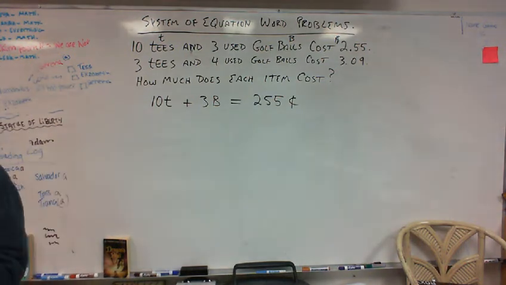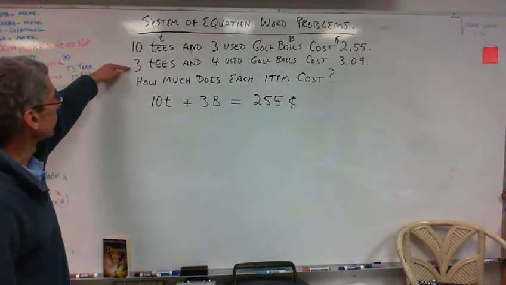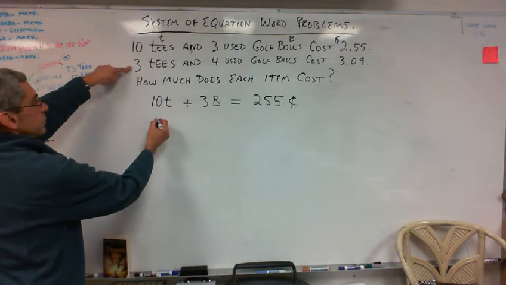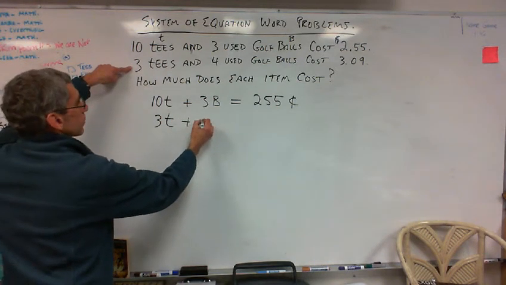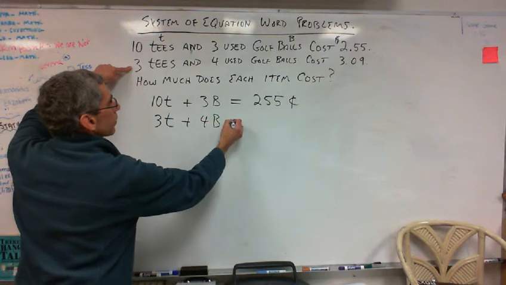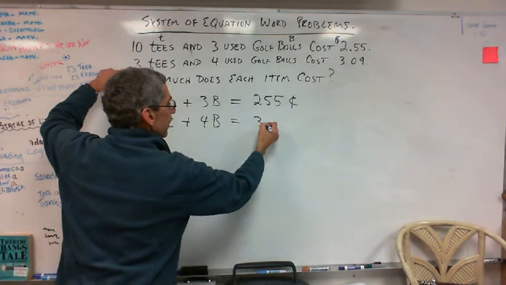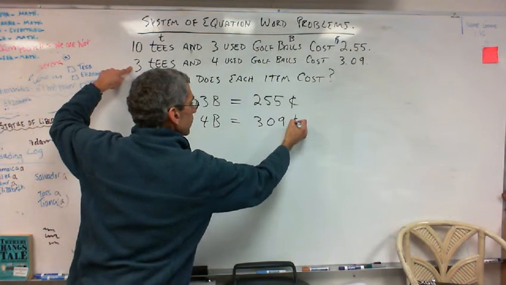Right? Does that make sense? Pretty straightforward, right? All right, what's the next sentence? 3 T's plus 4 B's is equal to 309 cents, right? Okay.